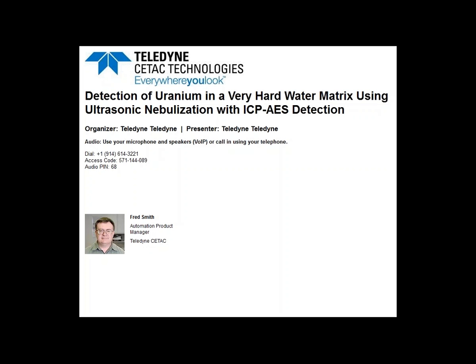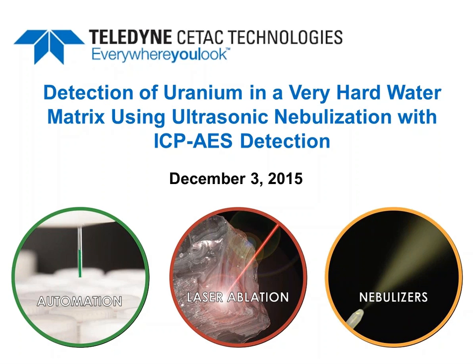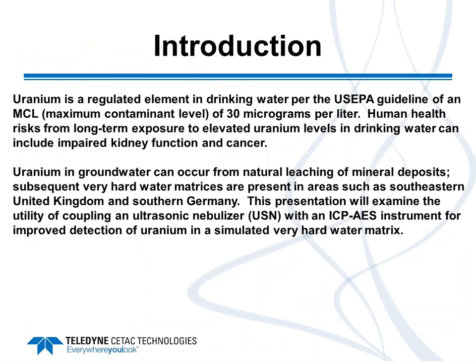Thank you very much for the introduction, Bob. This webinar is covering a particular application that came our way, and that's the detection of uranium in a very hard water matrix using ICP-AES detection. Uranium is a regulated element in drinking water around the world, and per the USEPA guideline, the MCL, or the maximum contaminant level, is 30 micrograms per liter.